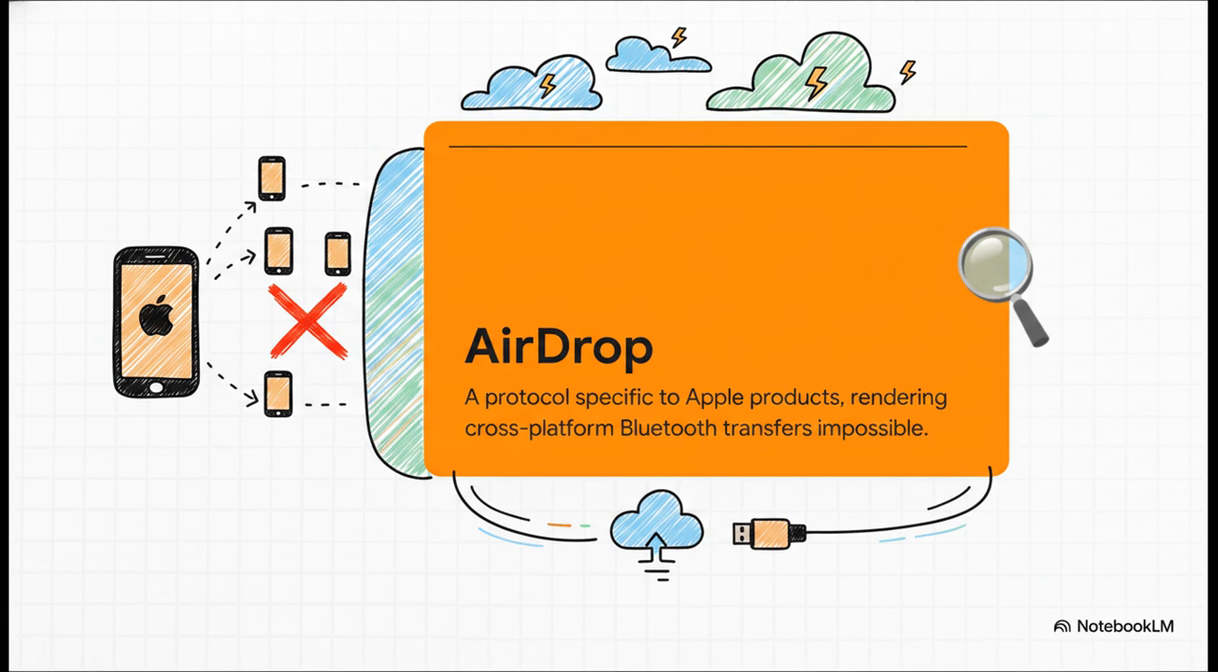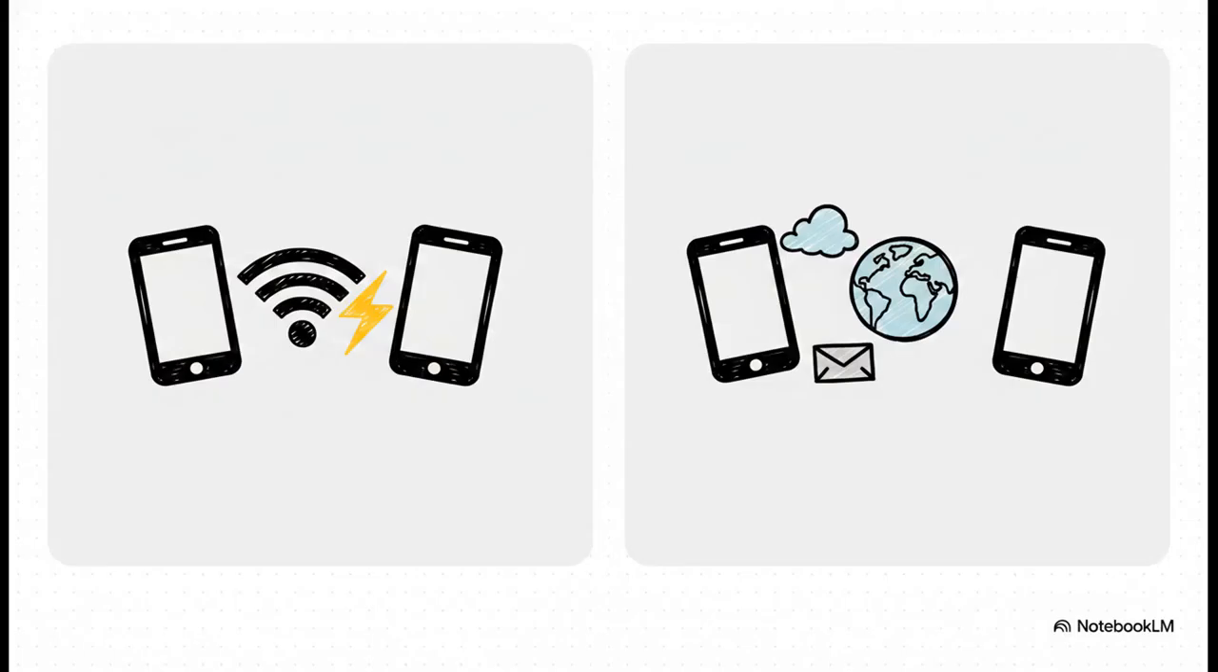Because of this beautifully integrated but completely closed ecosystem, direct cross-platform Bluetooth transfers from an iPhone to an Android, yeah, they are literally impossible. So let's just clear the air right now. You cannot use standard Bluetooth for this. But don't worry, the alternatives are actually much faster anyway. The real trick here is choosing the right method based on your physical environment. Our solutions essentially split down 2 main paths.